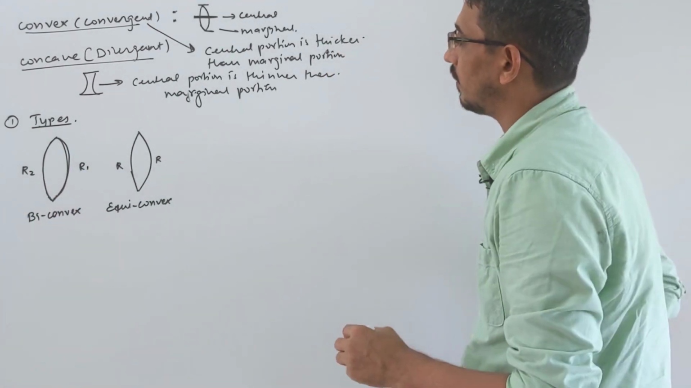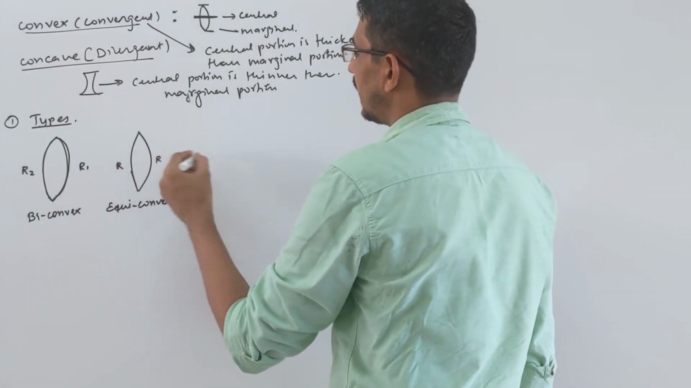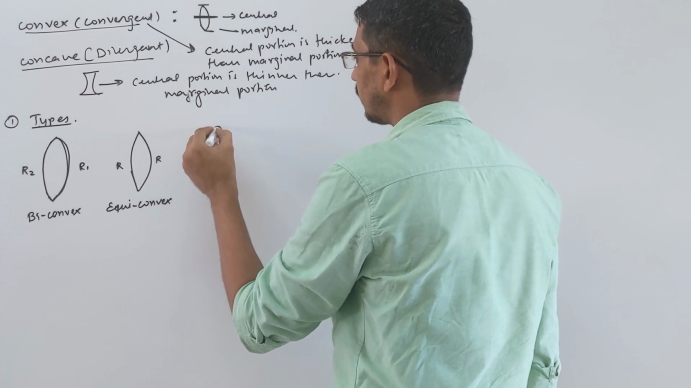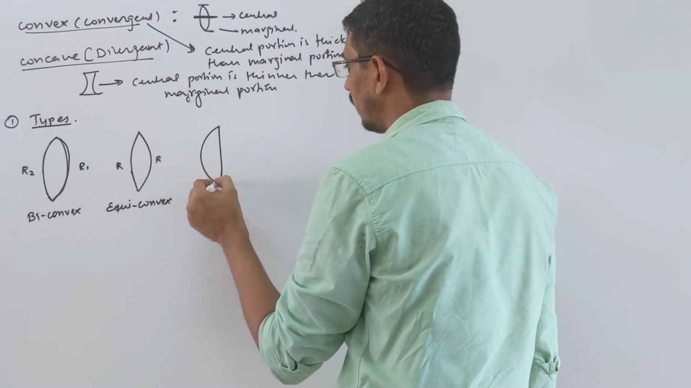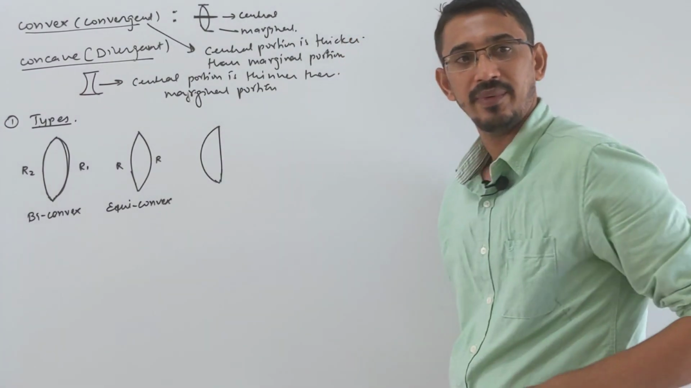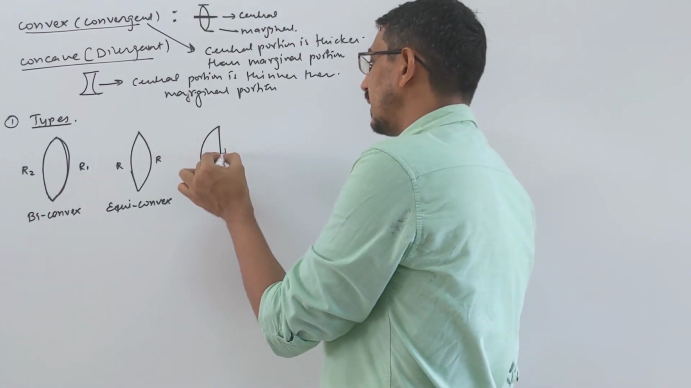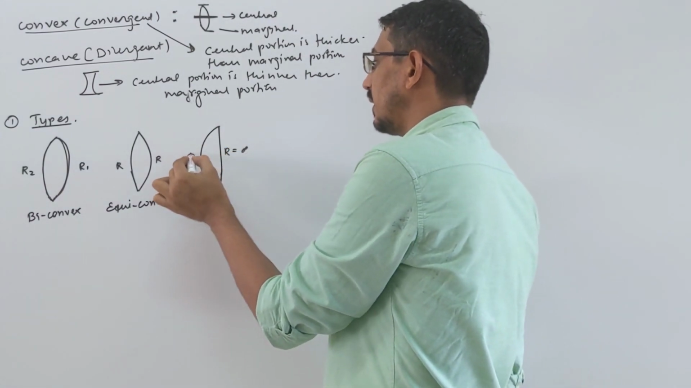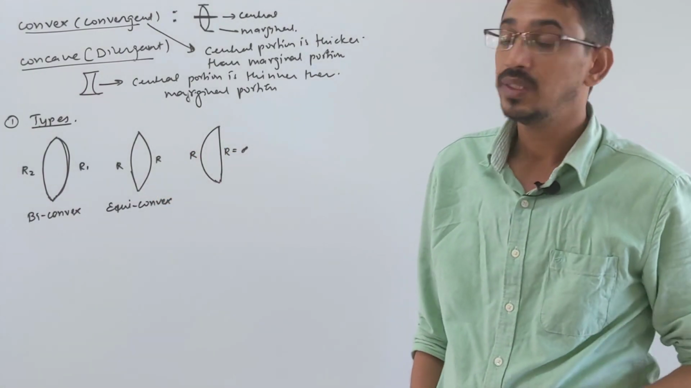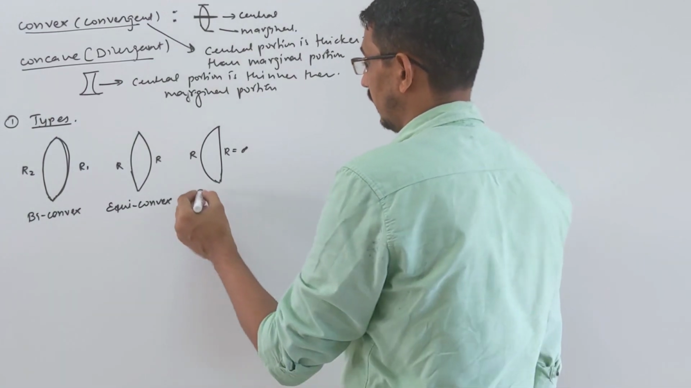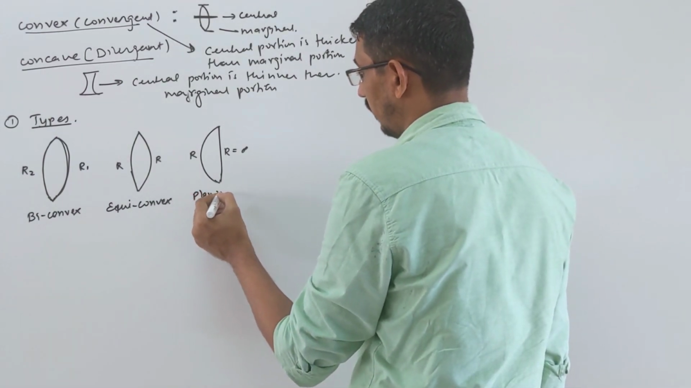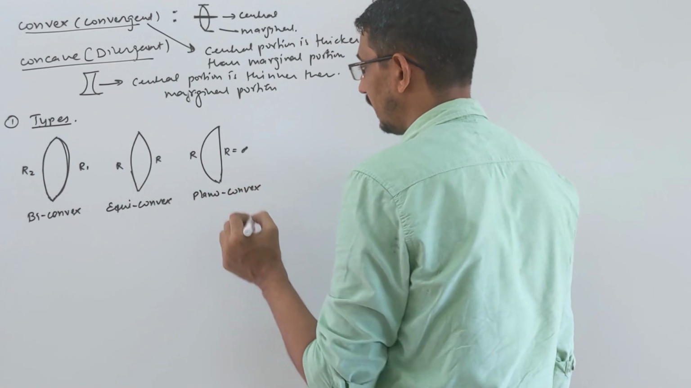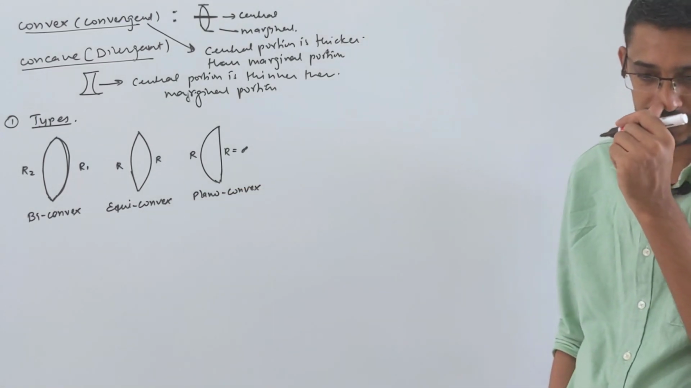Then what happens? One side may be plane like this, right? One side is plane, correct? Now, a plane has radius of curvature of infinity, the other side has radius R. So this is called plano-convex. This is a plano-convex lens, right? Correct.